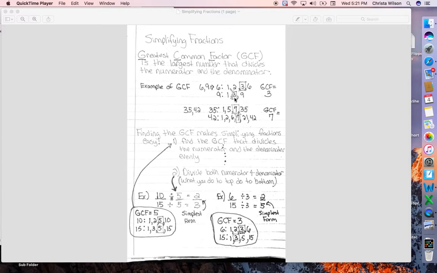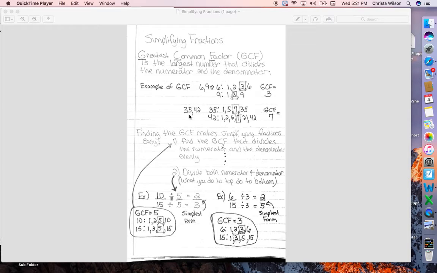So what is the greatest number, or the biggest number? When we say greatest, we're talking about the biggest number they have in common. Well, it's the 3. Okay, so the 3 is going to be the GCF, or the greatest common factor.